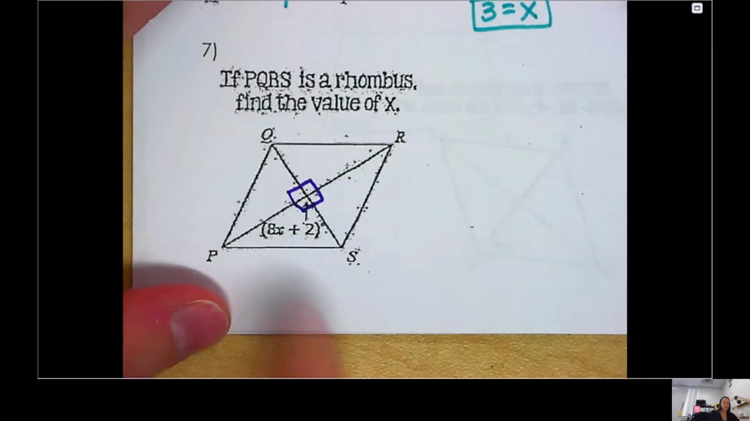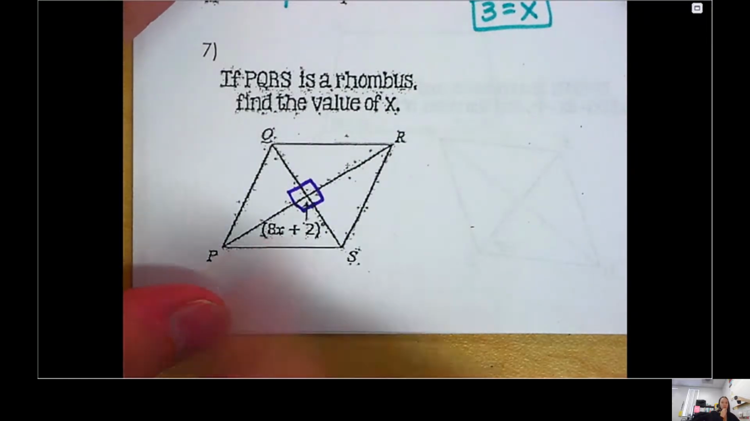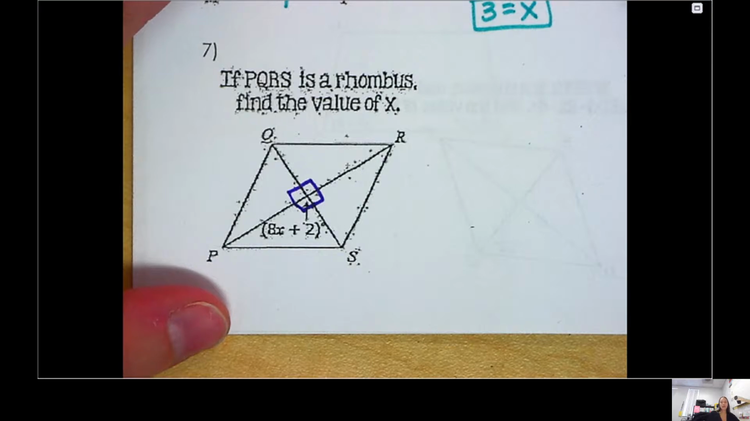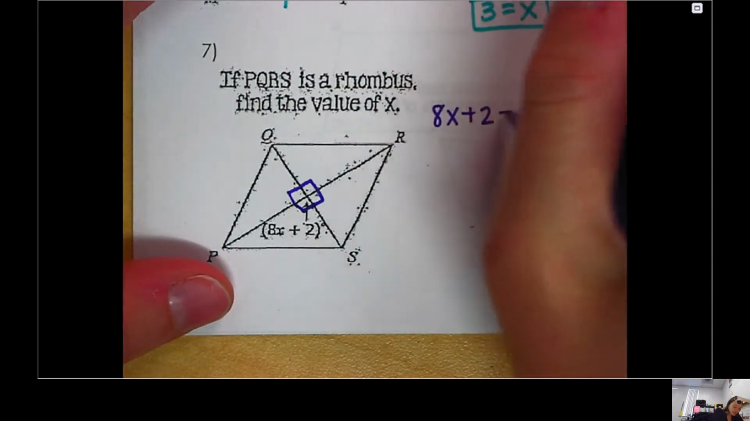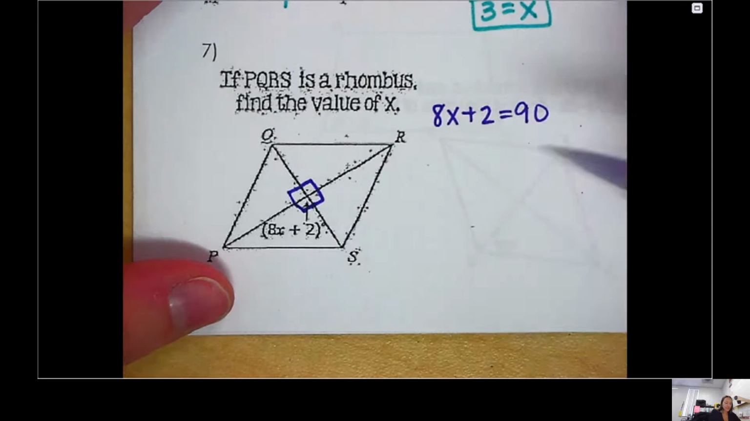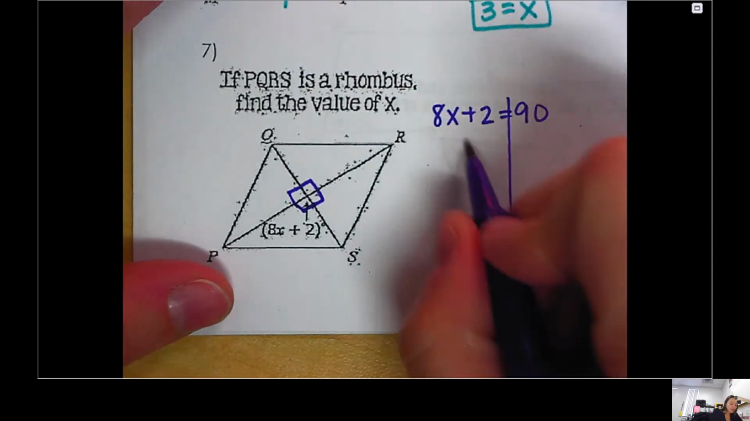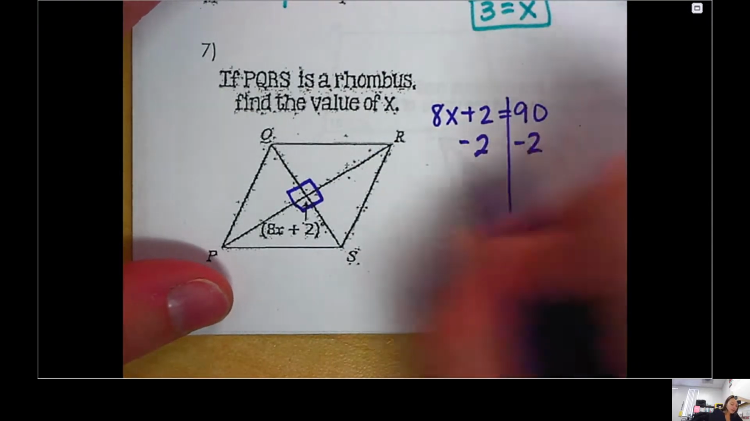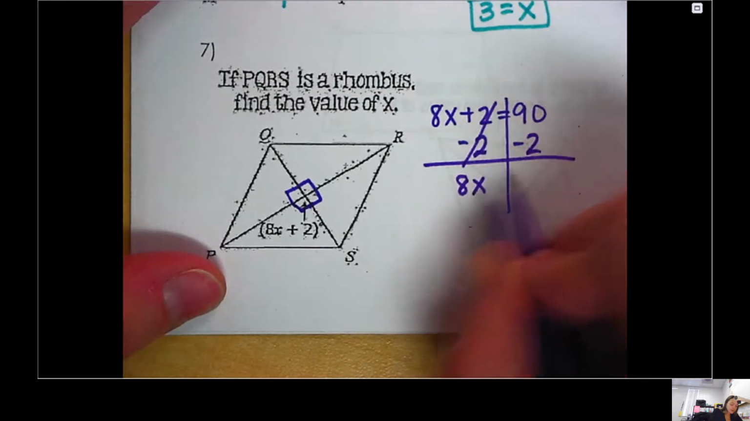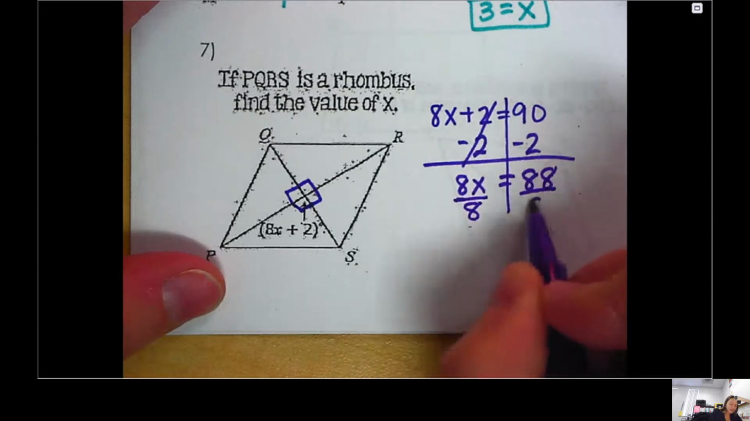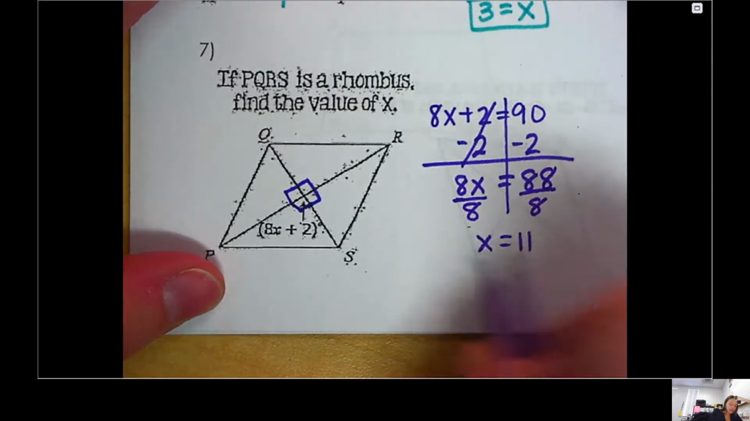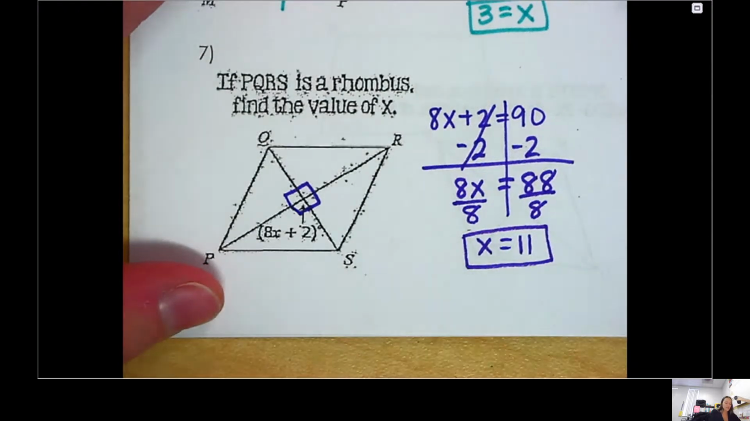So I'm going to write an equation that says the expression given to me, 8x plus 2, is equal to the angle on the interior, which is 90 degrees. So my equation becomes 8x plus 2 equals 90. Then quick algebra. Subtract 2 from each side: 8x equals 88. Divide both sides by 8. x equals 11, and the question just asks me for the value of x, so I'm done.